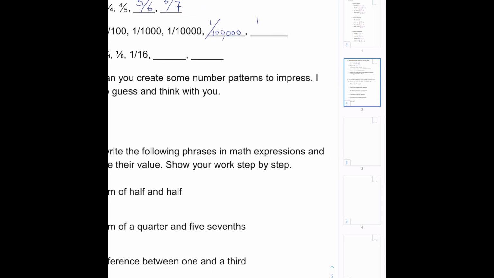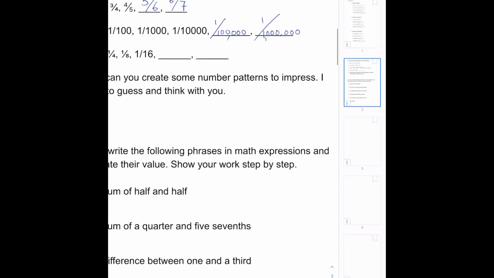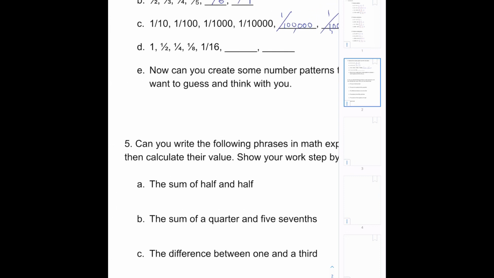1, 1, 2, 3, 4, 1 over 1, 2, 3, 4, 5, 6. 4, 5, 6. 1 over 2, 4, 8, 16. 1 over 32. 1 over 64. 3 over 5, 5 over 7, 7 over 9, 9 over 11. Anyway, you get the idea.